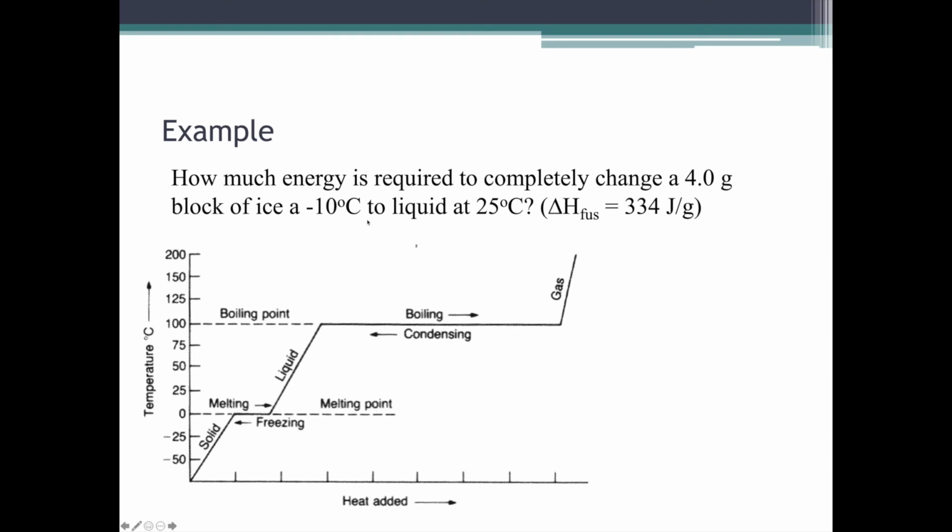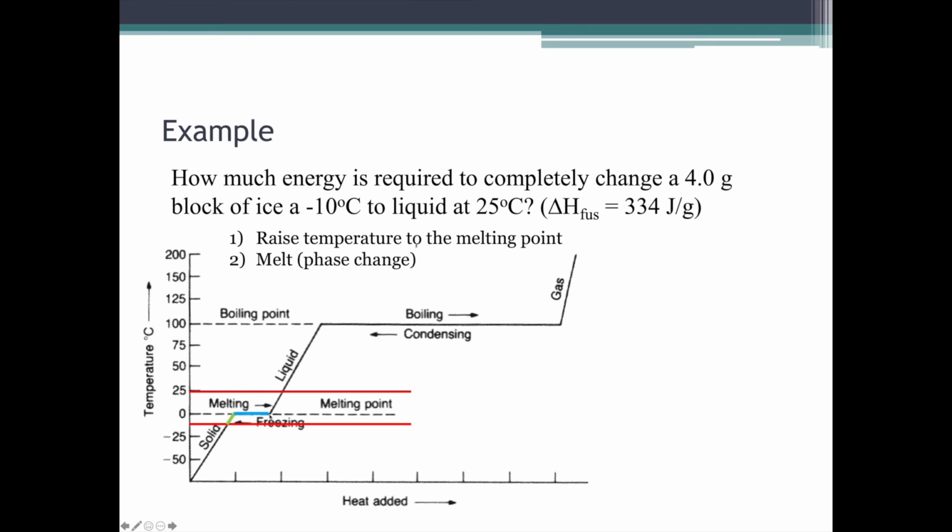So starting with a block of ice at negative 10 means that I'm down here, ice, so the solid, negative 10 degrees Celsius, and I want to end as a liquid at 25 degrees Celsius. So in between, I've got three line segments. Looking at the first one, that's raising the temperature to the melting point. The horizontal line segment is to melt, a phase change, and then the third line segment, I'm raising the temperature to 25 degrees Celsius. So my Q1, this first diagonal, is going to be an MCΔT.